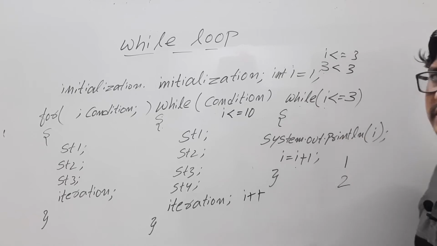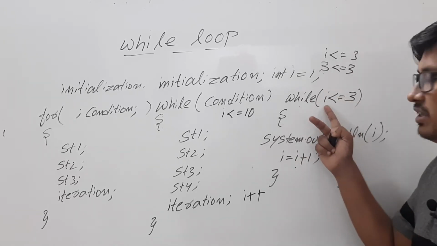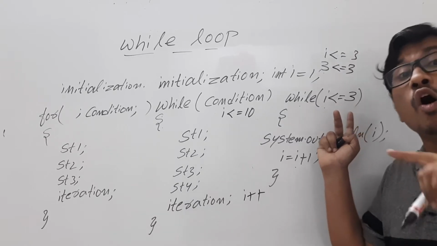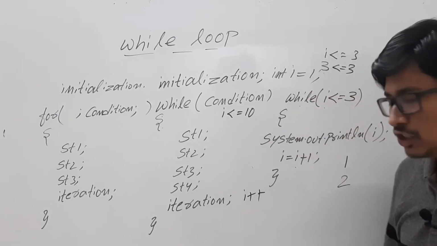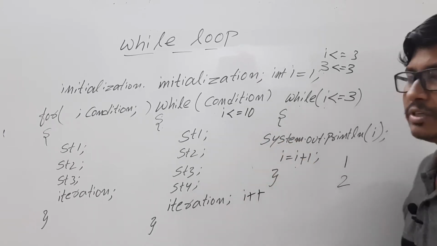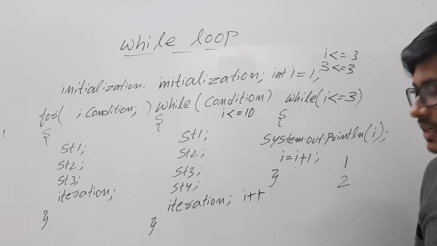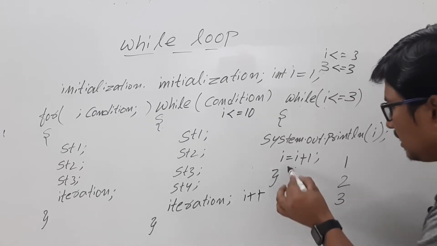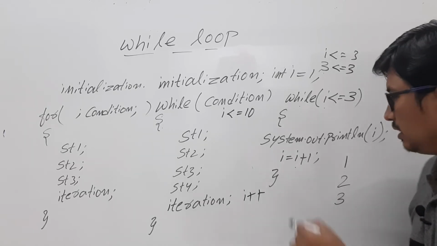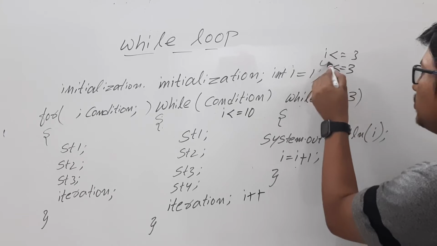Is 3 less than 3? No. However, 3 is equal to 3, because you are verifying the condition i less than or equal to 3. So 3 is equal to 3, the condition is true. So again the statements in the while loop will be executed. System.out.println(i), so you can display the i value. Then i = i + 1, so 3 plus 1, 4. Now the i value is updated to 4.